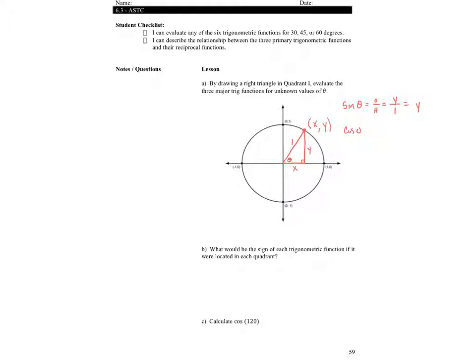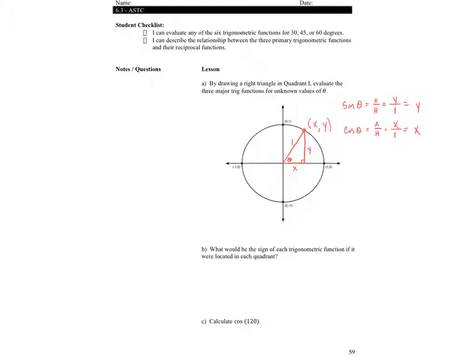Cosine of theta is equal to the adjacent side over the hypotenuse. The adjacent side is x, and the hypotenuse again is 1, so then cosine of theta is equal to x. So that says that if I'm in the unit circle, whatever my bottom length is of this right triangle, or whatever the x coordinate is of this point on the unit circle, that is equal to cosine of theta.